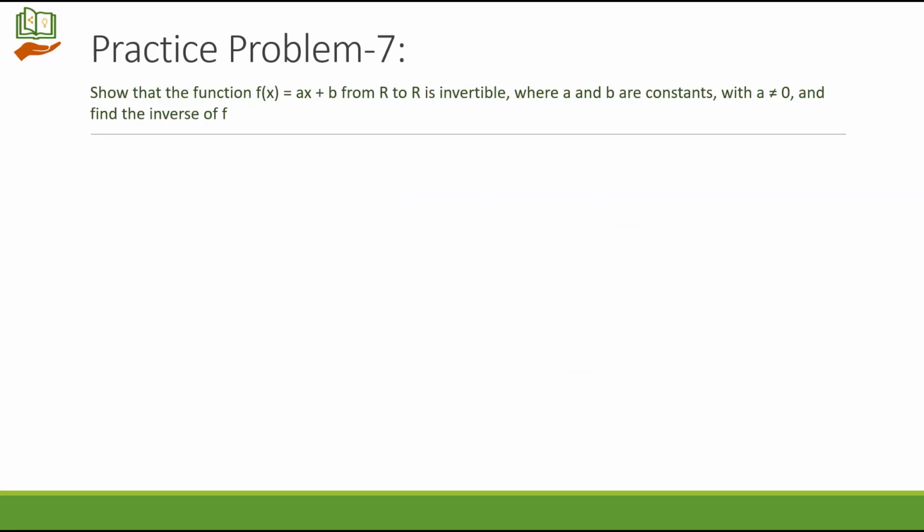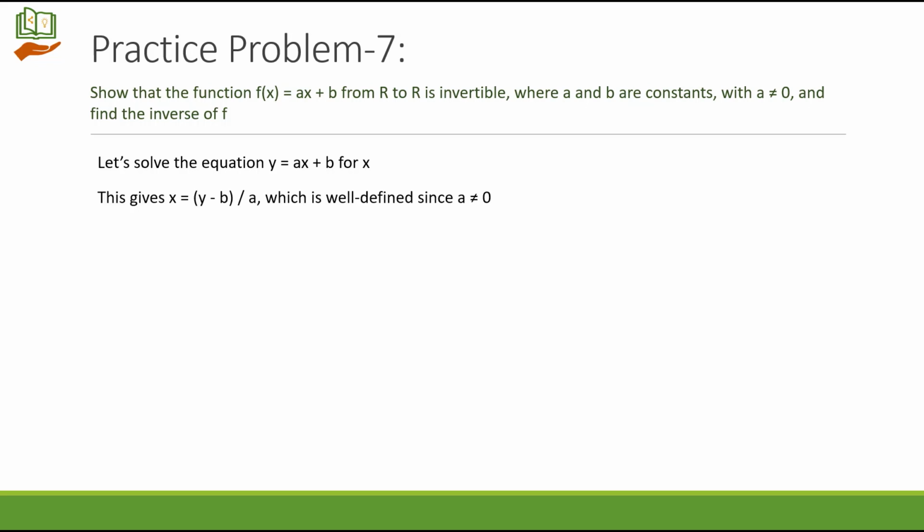Next problem. Show that the function f of x is equal to ax plus b from R to R is invertible, where a and b are constants with a not equal to 0, and find the inverse of f. So we have to prove that this is invertible and then find the inverse of f. Let's solve the equation y is equal to ax plus b for x. So let's take y is equal to ax plus b.